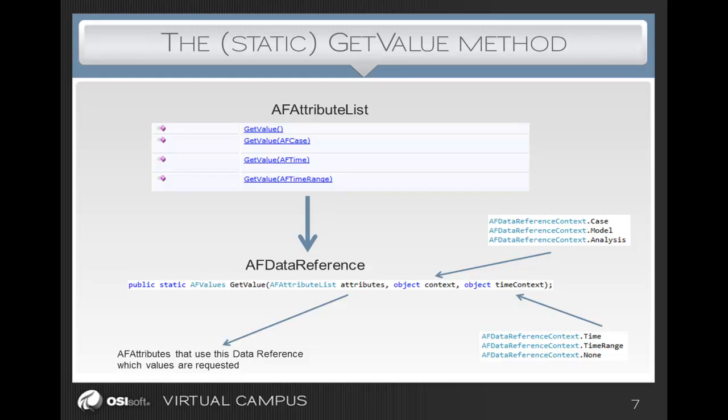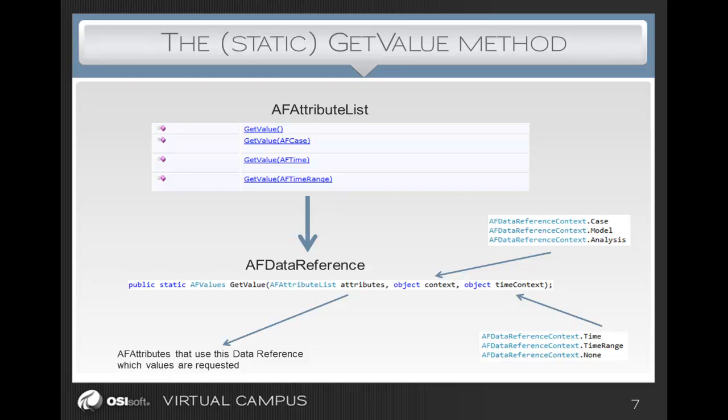The static GetValue method is used to retrieve multiple attribute values. So you can supply a list of attributes, an attribute list, and you can make sure your data reference uses the most optimized way to get all those values. For instance, the PI Point data reference uses it to get multiple PI Point values at once from the server. So this means that there will be much fewer round trips than going to these individually.